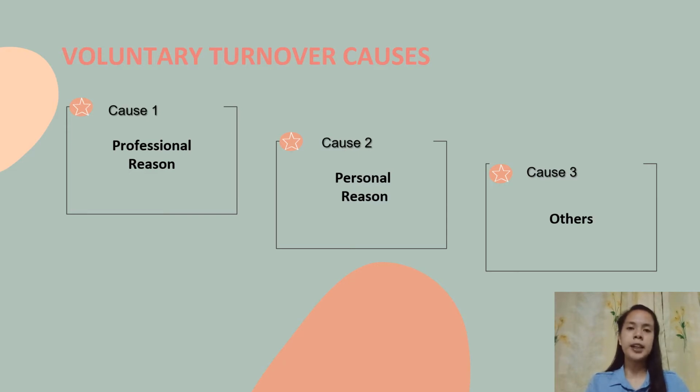Number 2 is personal reason. They often leave the company for personal reasons such as family relocation, marriage, health crisis, maternity, and child rearing. There are also other factors that you can consider on why employees engage in voluntary turnover.